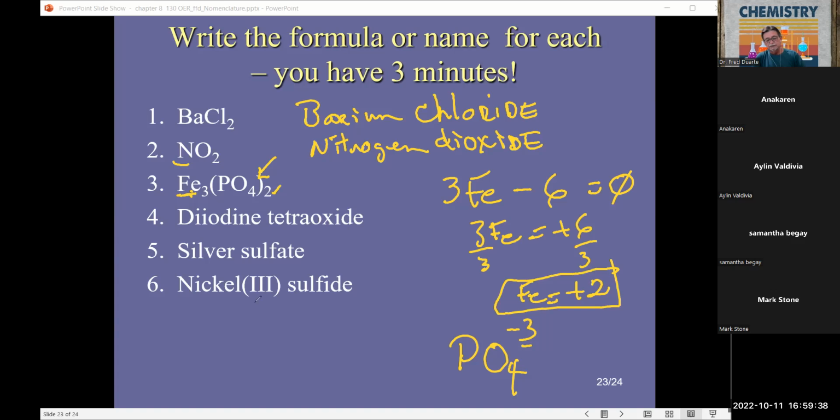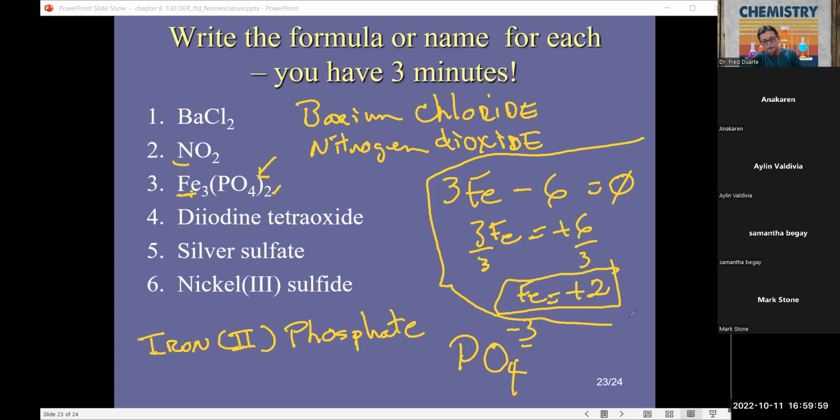So that is the oxidation state of this iron. So the name is the parent name, iron, parentheses, Roman numeral 2, phosphate. Okay, and this is the method we utilize to figure out the oxidation state because we know that the overall charge is 0. That was one way to do it, right?